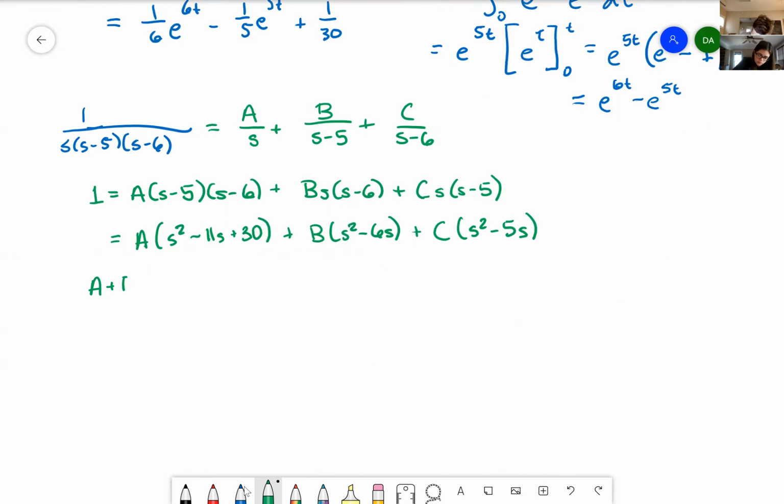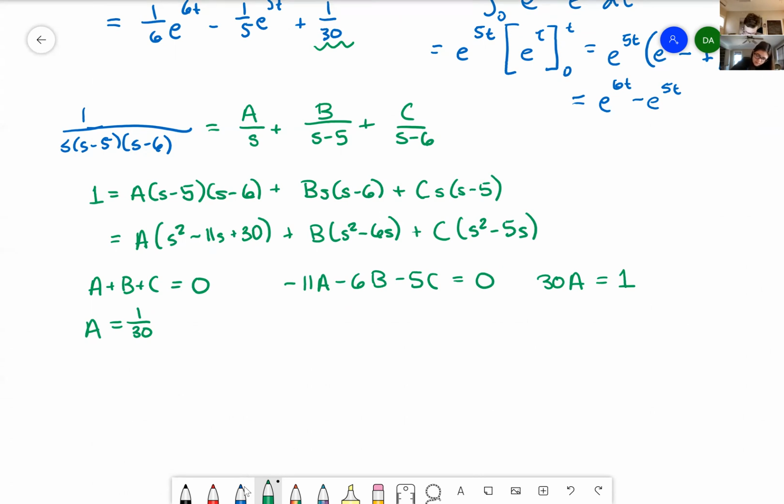So A plus B plus C is 0. Minus 11A minus 6B minus 5C equals 0. And 30A, oh, hey, that works. We see the 30 already. 30A equals 1. That's great. Okay, so A equals 1/30th.